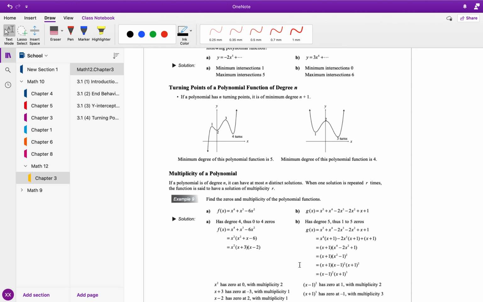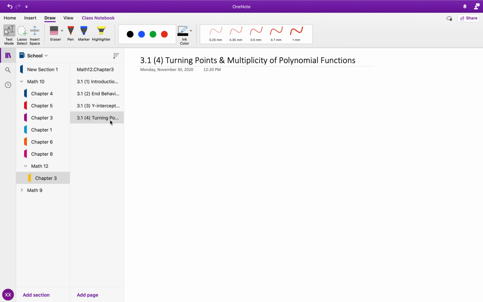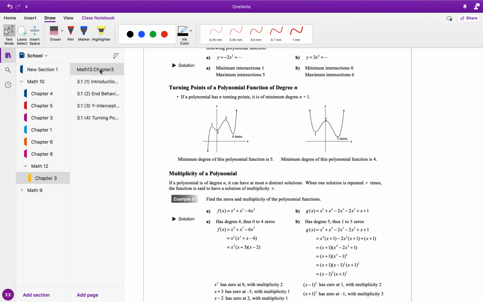We're now at the last learning outcome in 3.1. The last one is the turning points and the multiplicity. Oh my gosh, I have such a hard time pronouncing this word. Multiplicity of polynomial functions. So let's take a look at your workbook. It's easier for me to use the graph here.